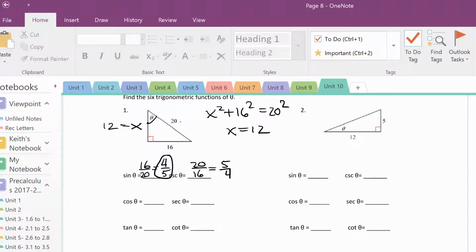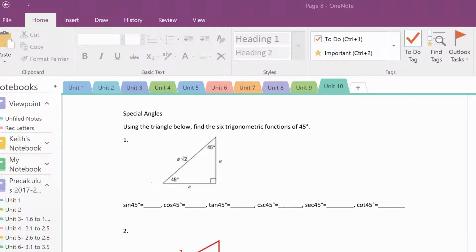Cosine, adjacent over hypotenuse, so 12 over 20, which reduces to 3/5. The secant is hypotenuse over adjacent, 20 over 12, which is 5/3. Tangent is opposite over adjacent, so 16 over 12, which is 4/3, and cotangent would just be adjacent over opposite, which is 3/4. All right, I'll let you do number 2 on your own, and then you can check your answer.